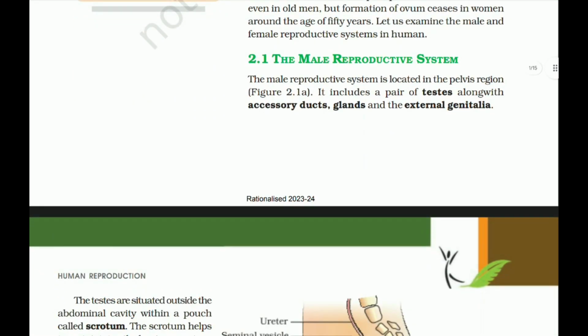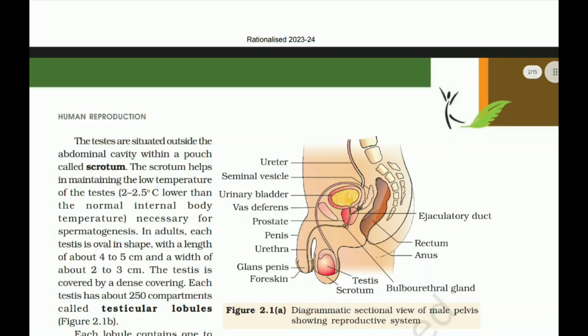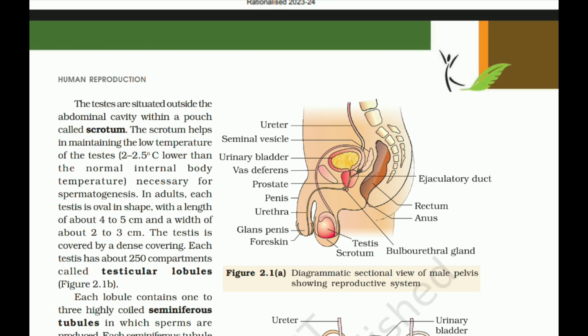2.1 The male reproductive system. The male reproductive system is located in the pelvis region. Figure 2.1a. It includes a pair of testes along with accessory ducts, glands, and external genitalia. The testes are situated outside the abdominal cavity within a pouch called scrotum. The scrotum helps in maintaining the low temperature of the testis, 2 to 2.5 degrees centigrade lower than the normal internal body temperature, necessary for spermatogenesis.